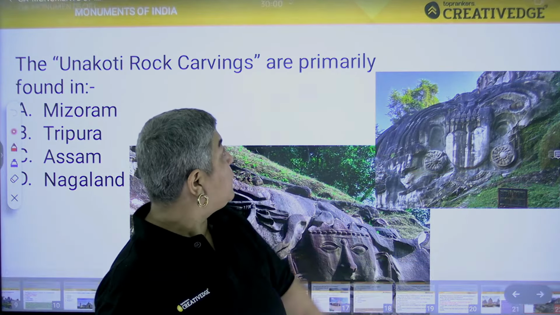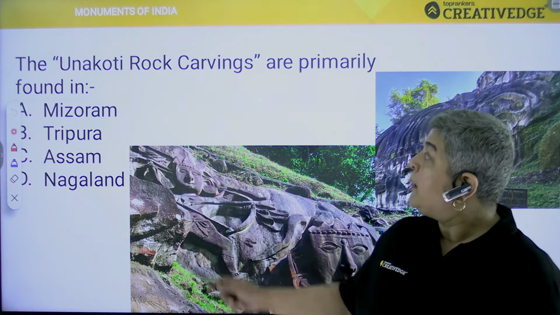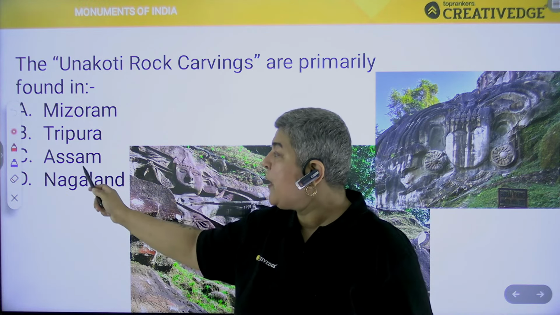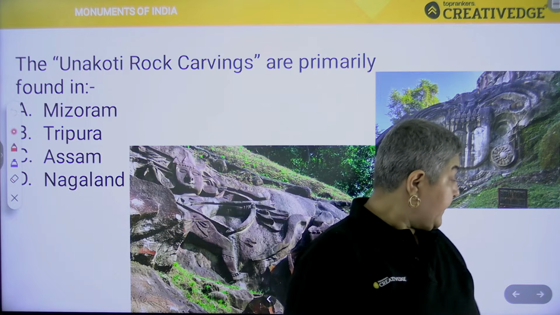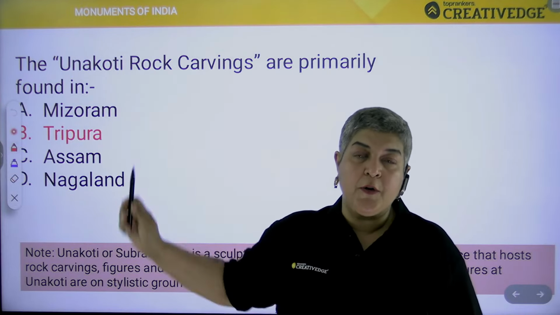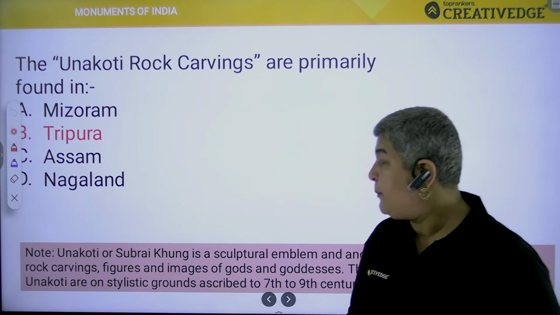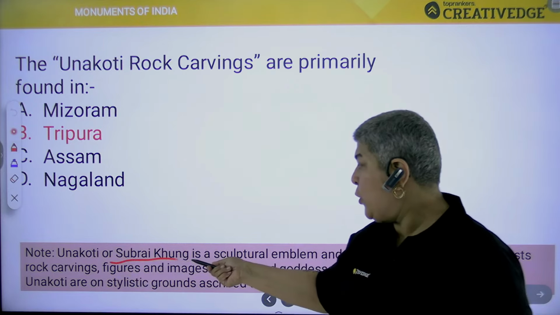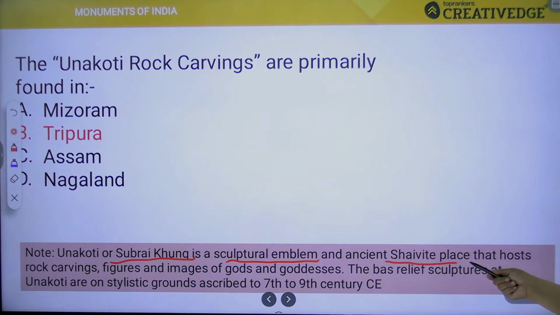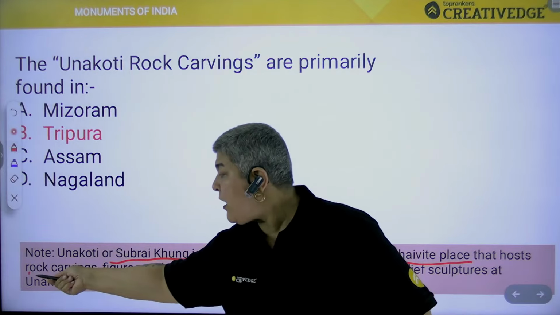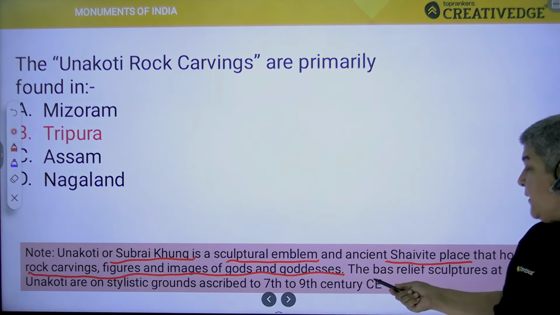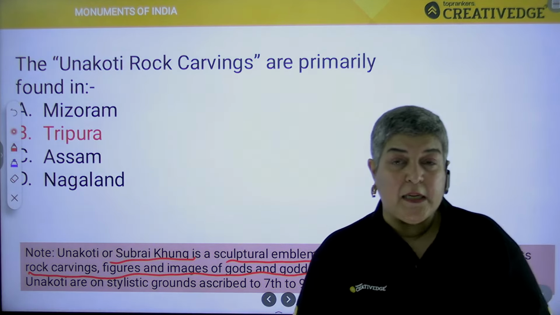The next question in front of you is: the Unakoti rock carvings are primarily found in Mizoram, Tripura, Assam, or Nagaland. The correct answer is that they are found in Tripura. All right, what do we know about the Unakoti temples? The Unakoti or the Subrai Khung is a sculptural emblem, an ancient Shaivite place that hosts rock carvings, figures, and images of gods and goddesses. The bas relief. What do I mean by bas relief?